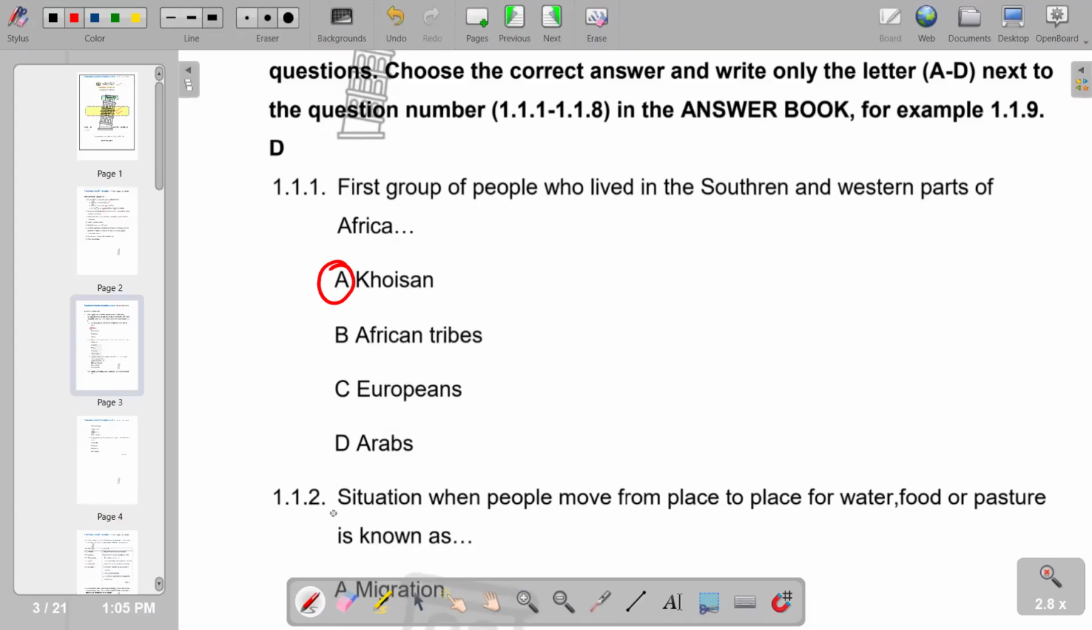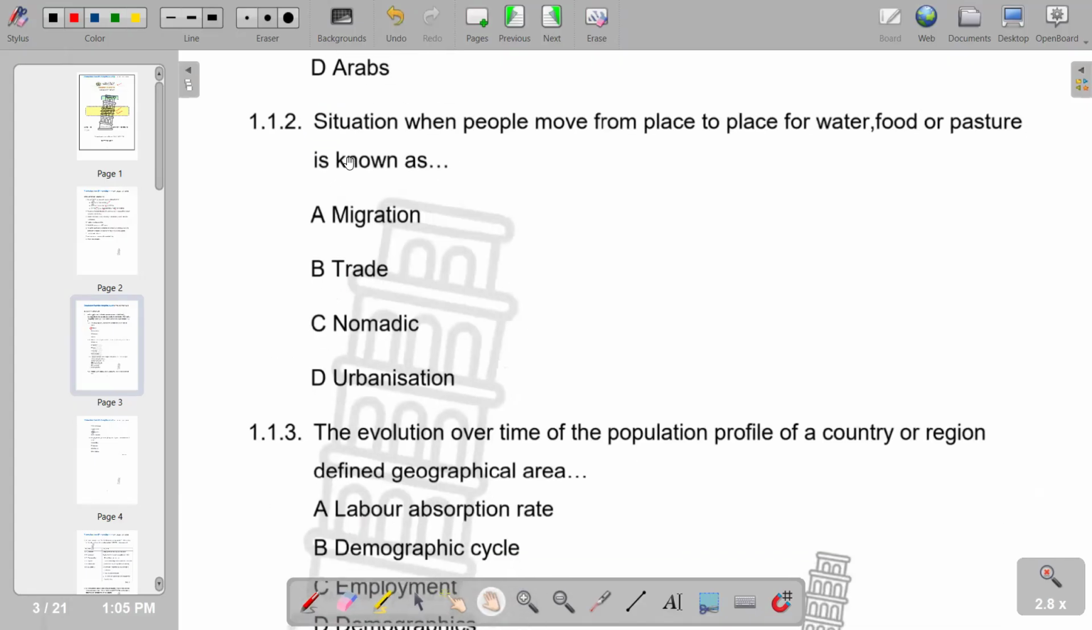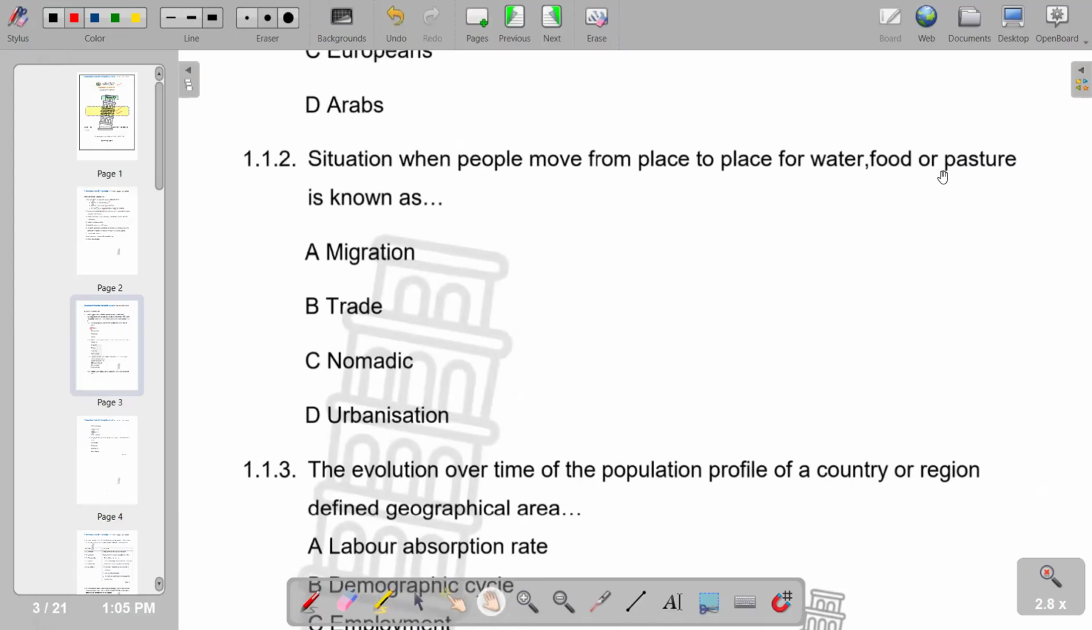Then we have number two. Number two reads: a situation when people move from place to place for water, food, or pasture is known as. Of course, the answer is nomadic. We have nomadic.